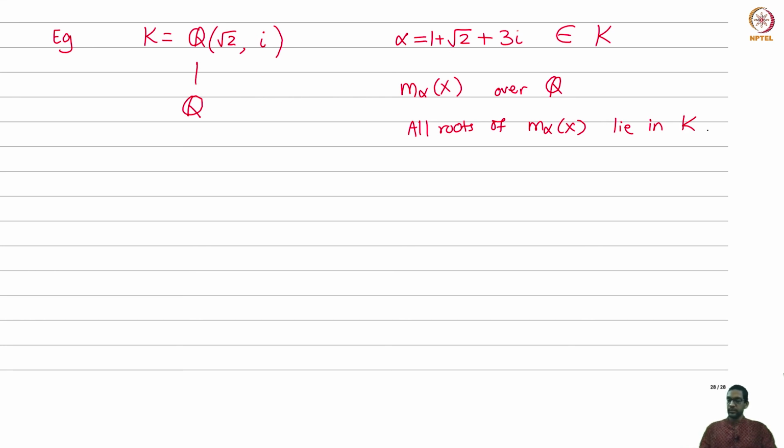In other words, the minimal polynomial splits completely over K. That's somewhat remarkable because it says that the other roots, sometimes called the other conjugates of alpha, the other roots of its minimal polynomial, are also combinations of root 2 and i, for example. That's what this proposition is saying.